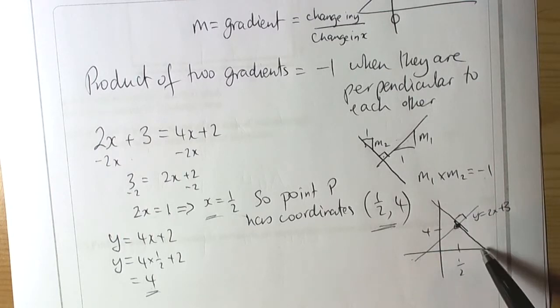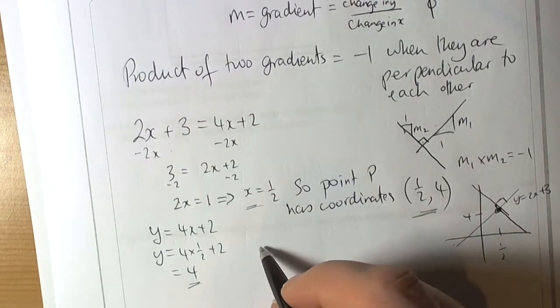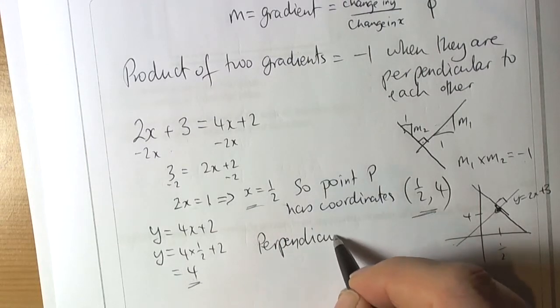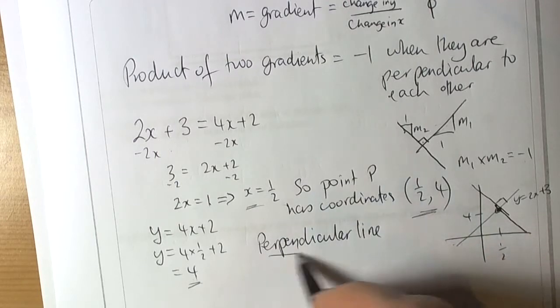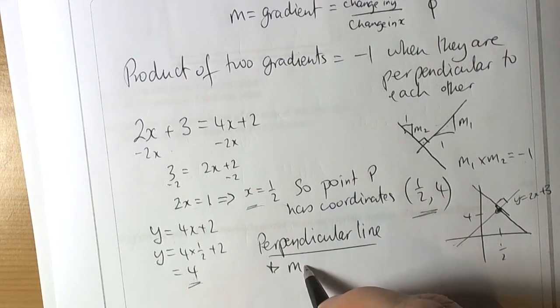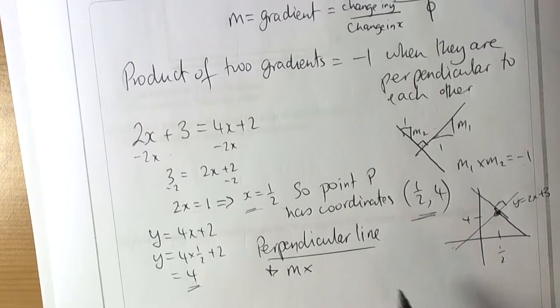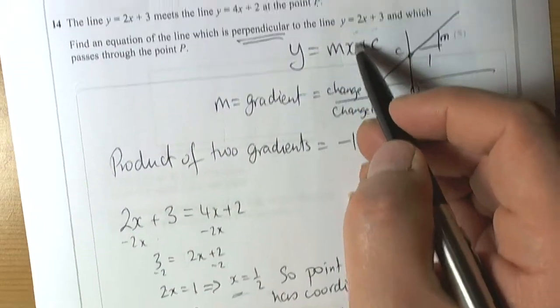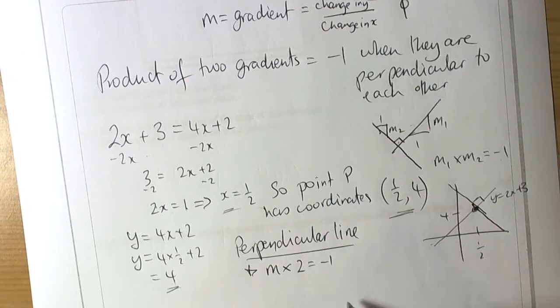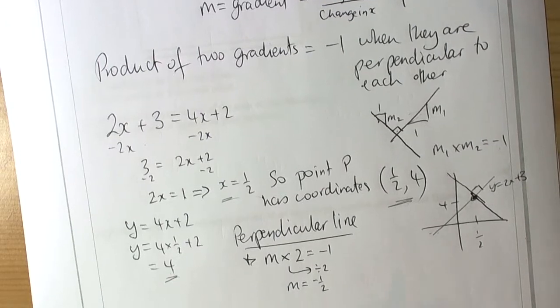So the first thing we've got to do is, for the perpendicular line, again we should be clear with our workings. So for the perpendicular line, that's what we're going to work out now. So we know the gradient of the perpendicular line times the gradient of y equals 2x plus 3, because we're dealing with y equals 2x plus 3. So m times 2 must equal -1. So by dividing by 2 we find that m is equal to -1/2. So we know for the perpendicular line its gradient is -1/2.